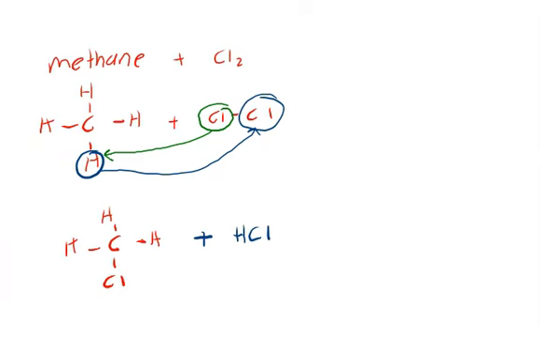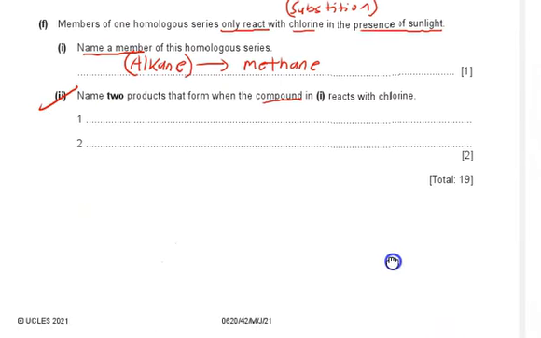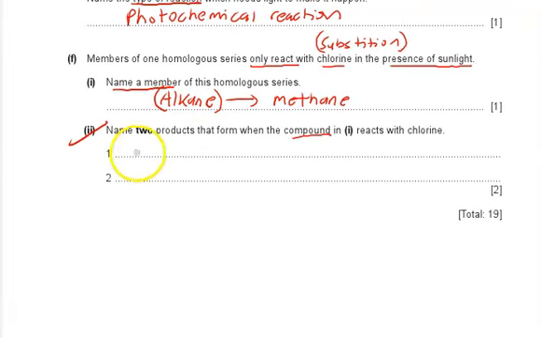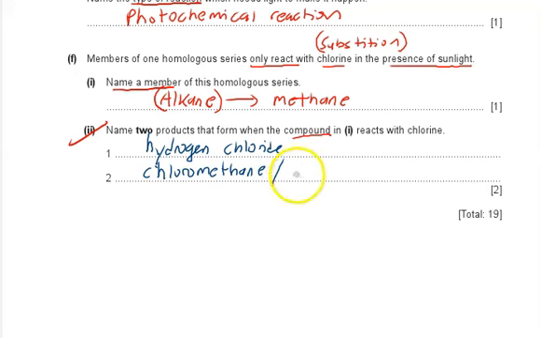Now we go back to the question. So name two products. You can say it is hydrogen chloride, and here you can say it's chloromethane. There is another name for it. You can also say methyl chloride.